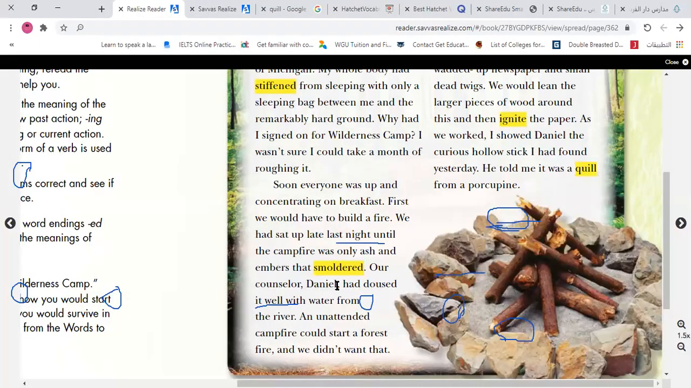And then we have smoldered. What does it mean, smoldered? Burned and smoked with a little smoke. For example, I made a fire, but then the coal of that fire was smoldered. It was burning, and we have some light of burning and flames, and it has a little smoke. We call it smoldered.